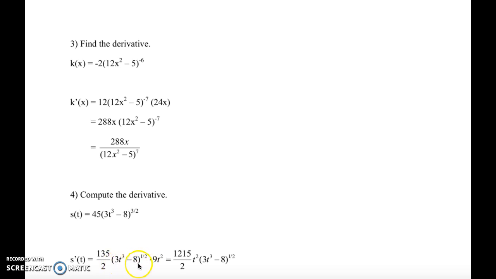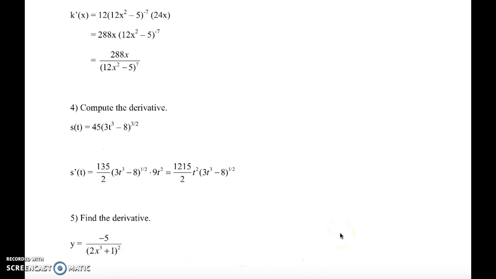And we're going to stick our g of x inside as it is, so 3t squared minus 8. And then we're going to multiply it by the derivative of the inside, which is a little bit easier. We got 9t squared, and then our 8 goes away. And then we've got to go ahead and simplify this just a little bit. So we want to go ahead and multiply our 9t squared times our 135 over 2. And then we can either keep the 3t squared minus 8 to the 1/2 power, or we could go ahead and make it a square root. It doesn't matter which way you would like to do that.